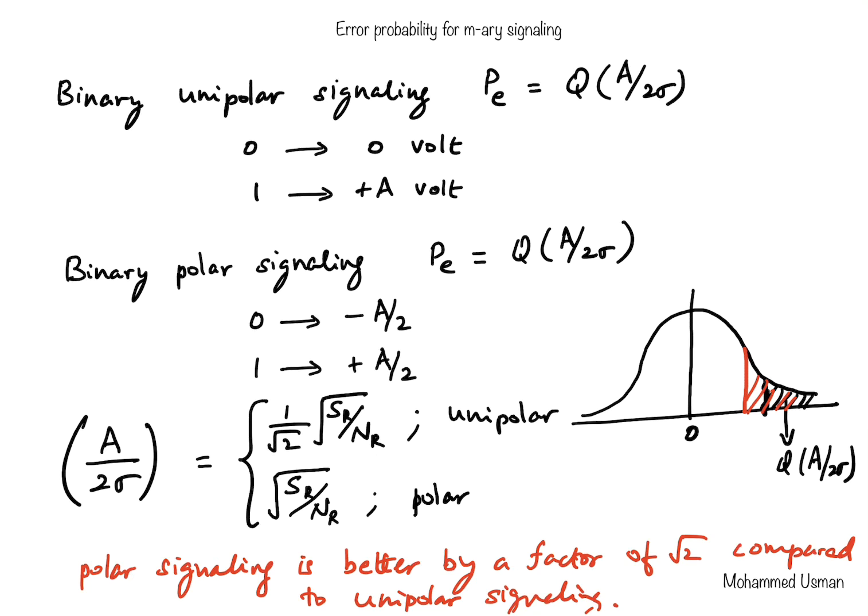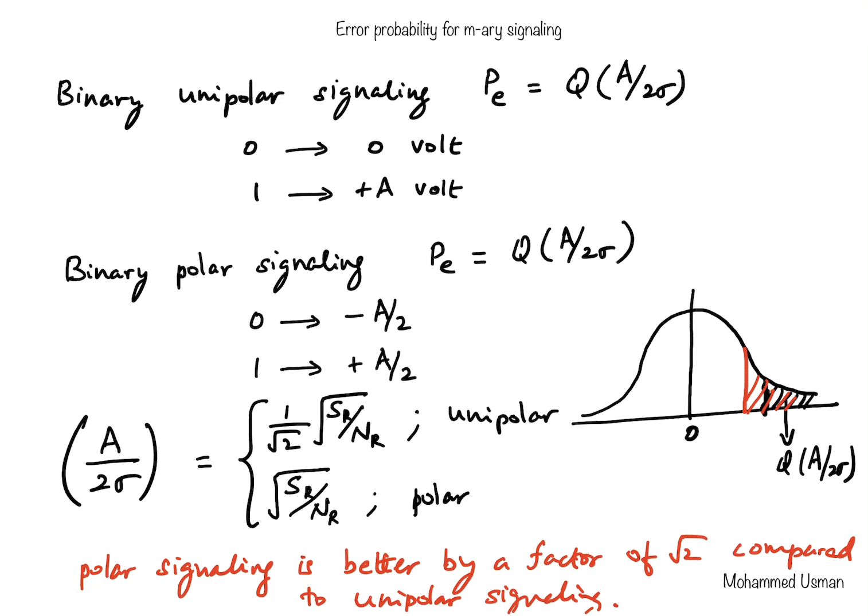Okay, so clearly we have to choose polar signaling because it has an advantage in terms of the signal to noise ratio by a factor of √2. So therefore, when we go from binary signaling to M-ary signaling, we will choose polar signaling because polar signaling is indeed better.